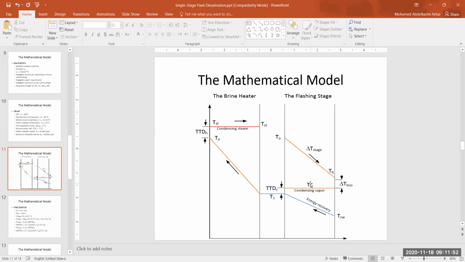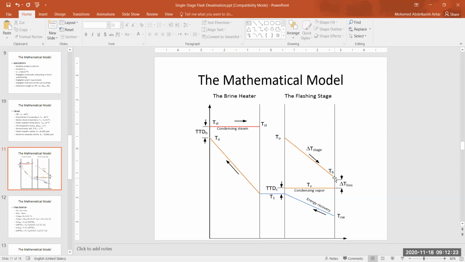And then for the stage, the seawater at the highest temperature, the top brine temperature, that leaves the brine heater is going to enter the stage where it's going to be reduced in temperature due to flashing from T naught to Tn or Tb. This is the brine rejected temperature. This is the temperature of the brine which is going to be thrown away to the sea. And vapor is going to form here by flashing.